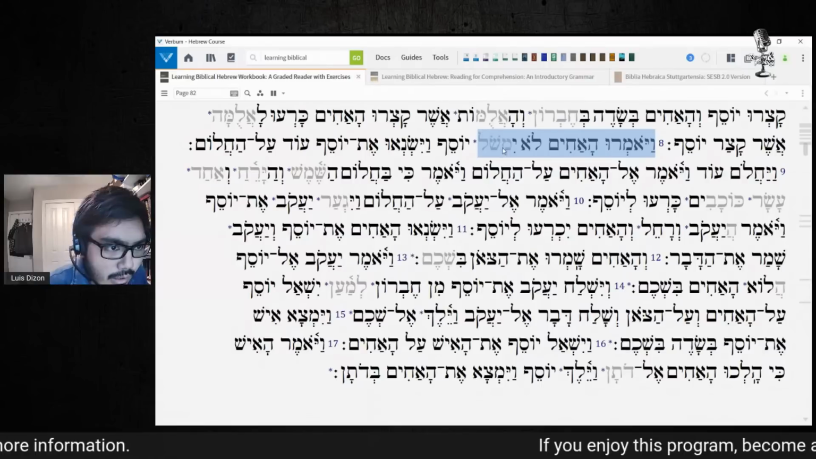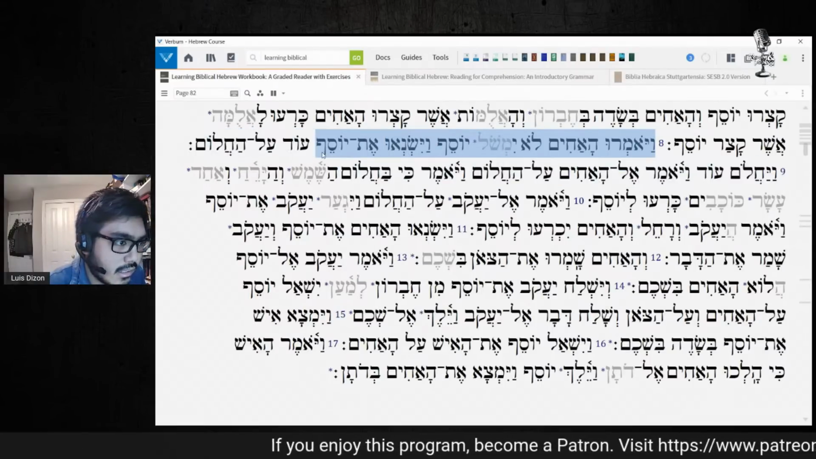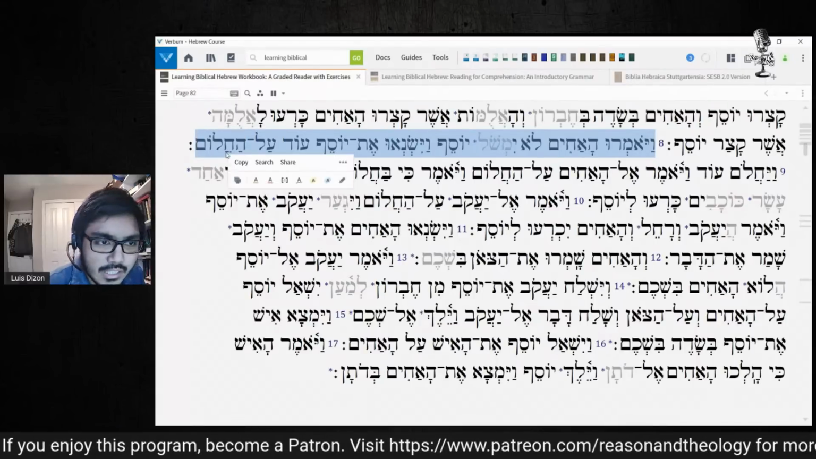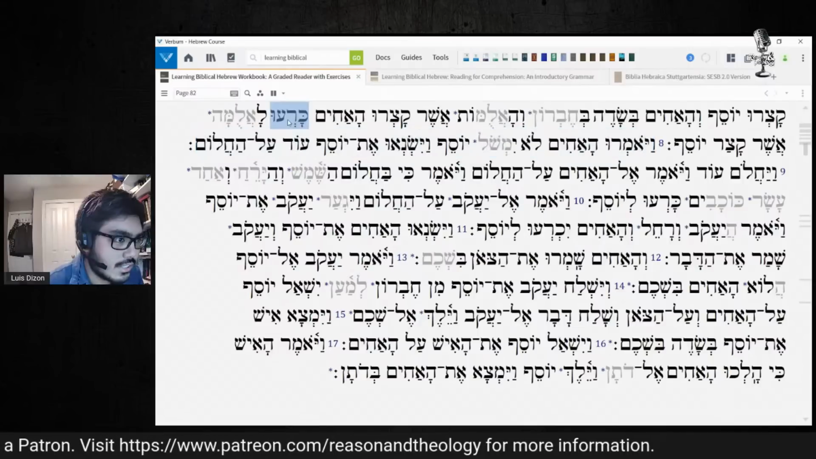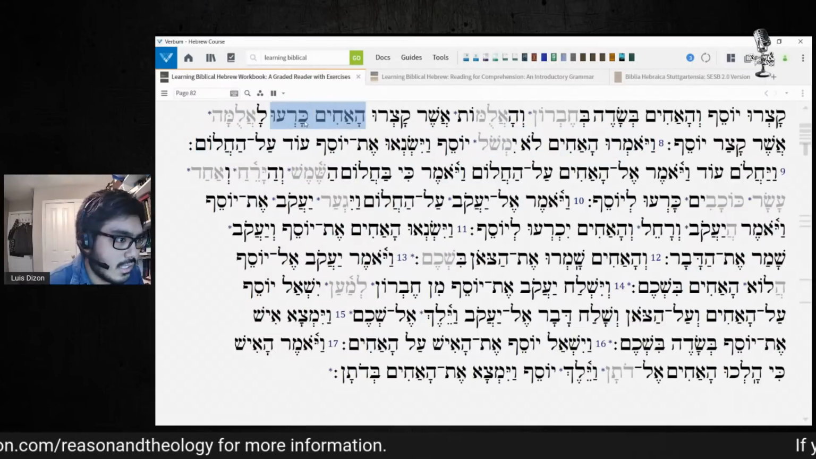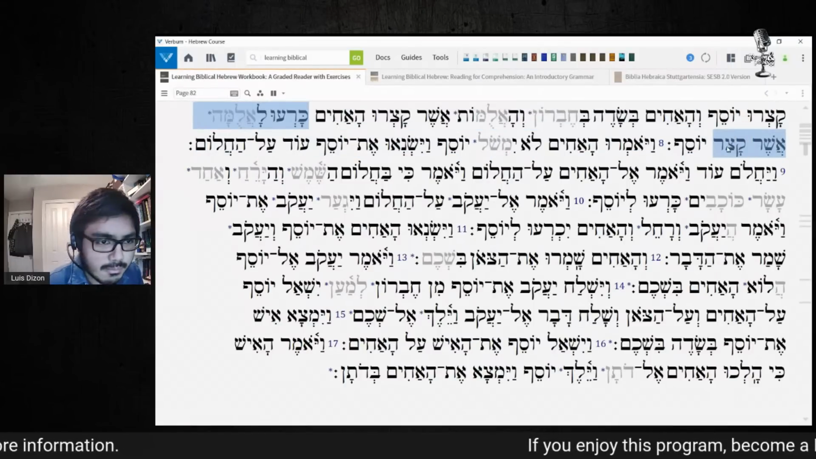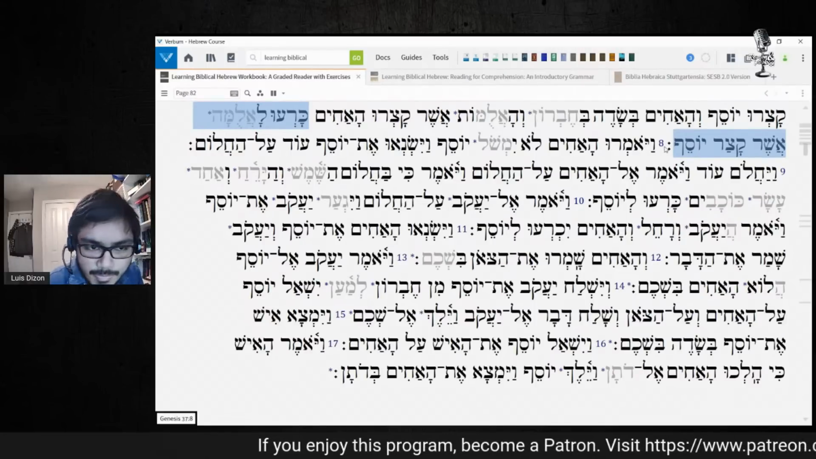Actually, I just realized I got one of the words here wrong. So this is actually not cut. This is to bow down. So the sheaves which the brothers cut bowed towards the sheaf which Joseph cut here.